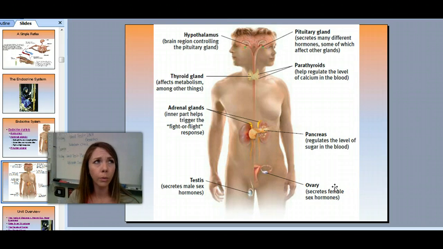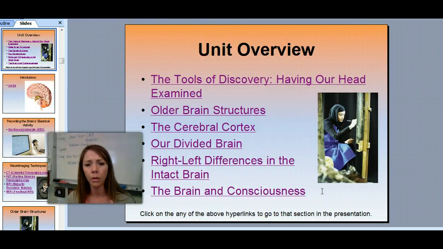And, oh gosh, what's the other one? I can't think of it right now. So testosterone from the testes, and then my ovary secretes the female sex hormones. In just a minute, I'll go over it.